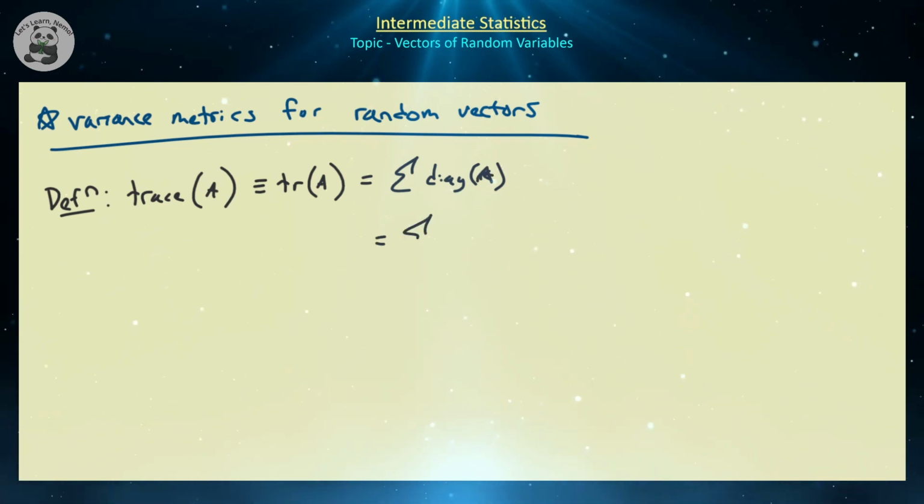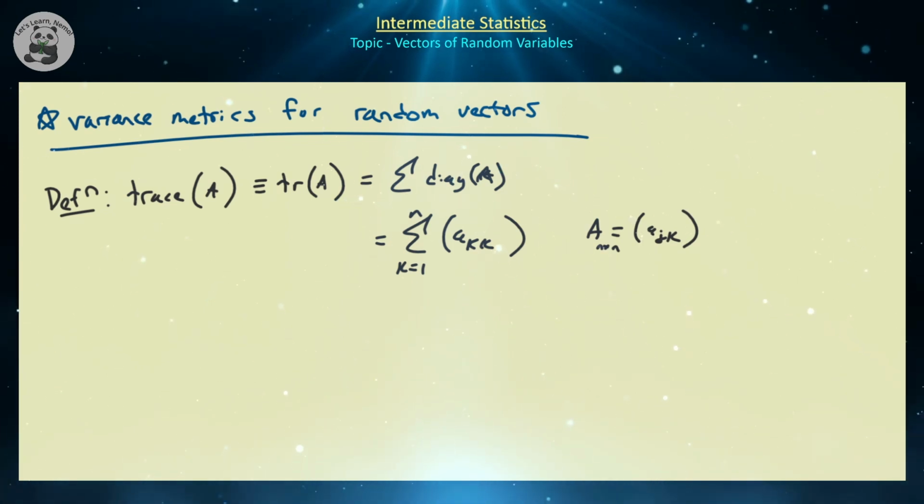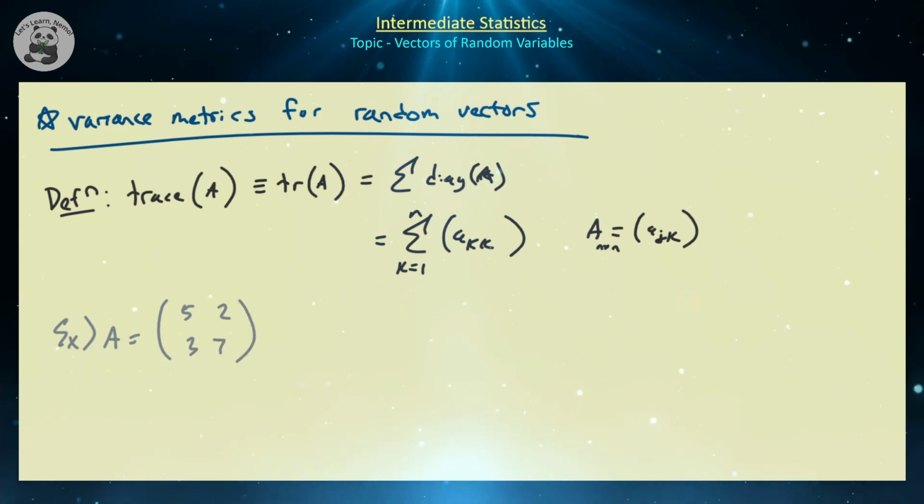Some people may also write that as the sum from k equal to 1 to n of akk, where, for example, A is an n by n matrix consisting of all these elements ajk, where j ranges from 1 to n, and k also ranges from 1 to n. So just a little baby calculation. Let's assume that A is the matrix 5, 2, 3, and 7, and someone asks you what is the trace of this particular matrix A. The first thing to identify is obviously the diagonal entries in this.